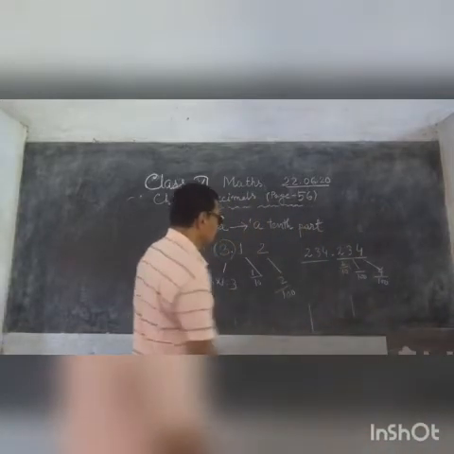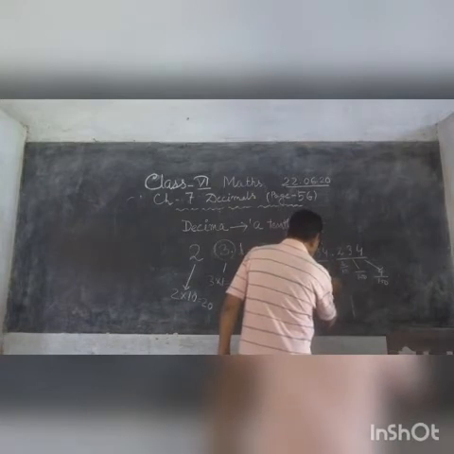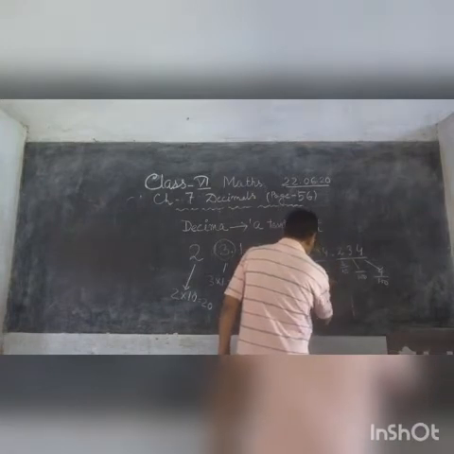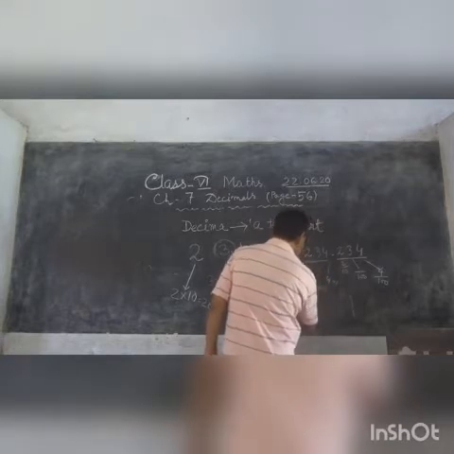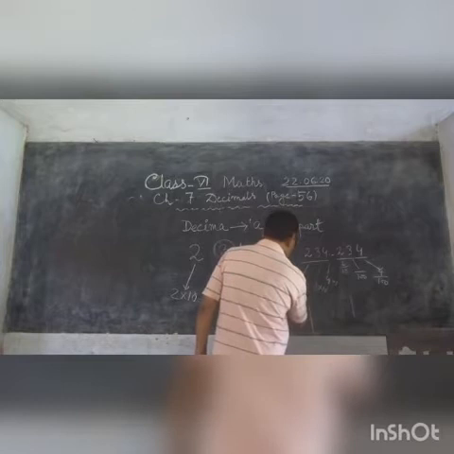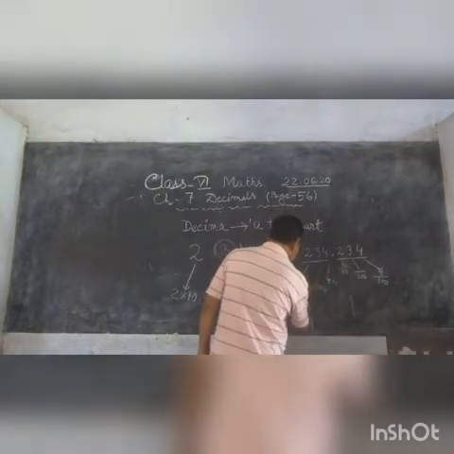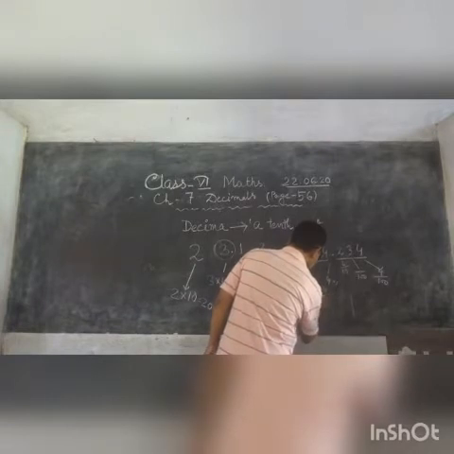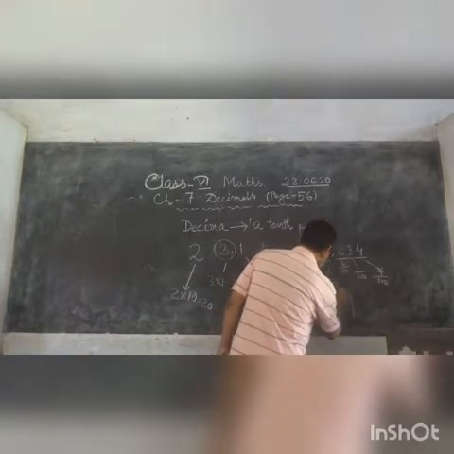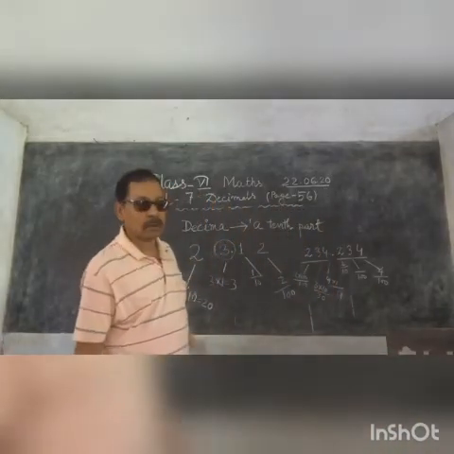So I think it is clear to you. 4 into 1, this will be 3 into 10, and this will be 2 into 100, 200. It is 200, it is 30, it will be 4. So I think there is no problem.